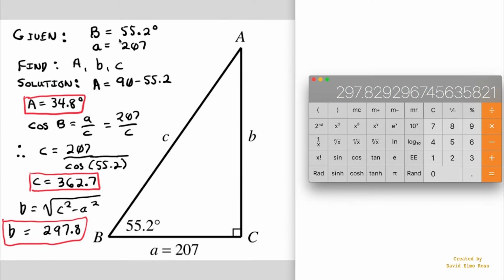So we were given two things here, and from that we were able to come up with our angle a, our side c, and our side b.